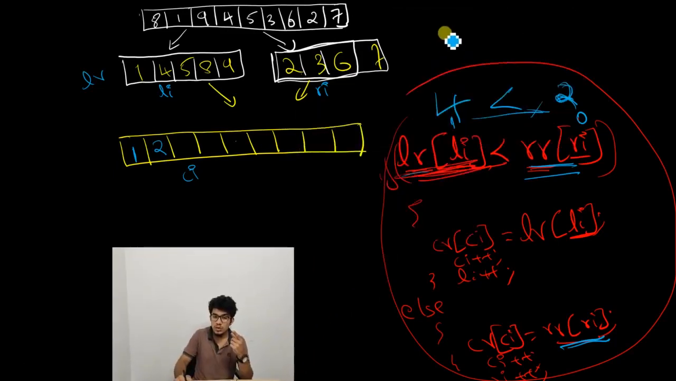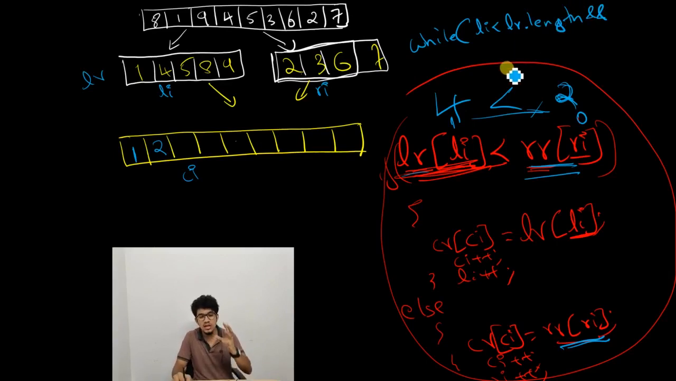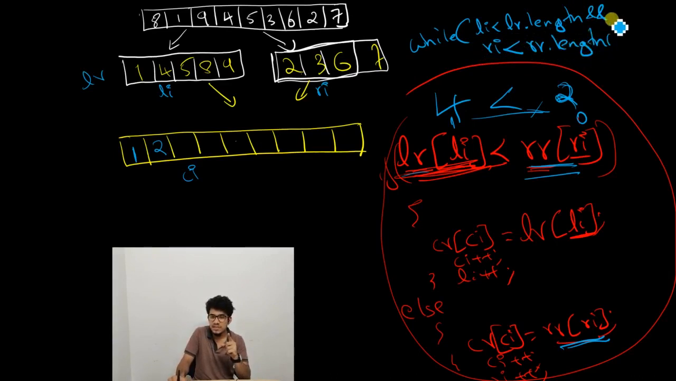And what is the while loop here? The while loop should be like this. Watch here. The while loop condition should be Li less than LR dot length, and Ri also should be less than RR dot length, because both conditions are compulsory. I hope it is clear. Only if both conditions are true, means Li should be within range and Ri also within range. Because if one of them is outside the range, it will throw an exception.